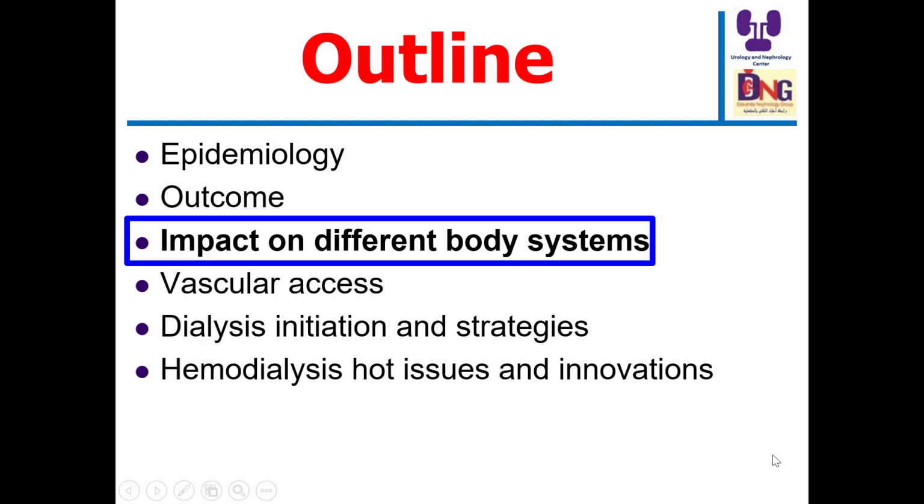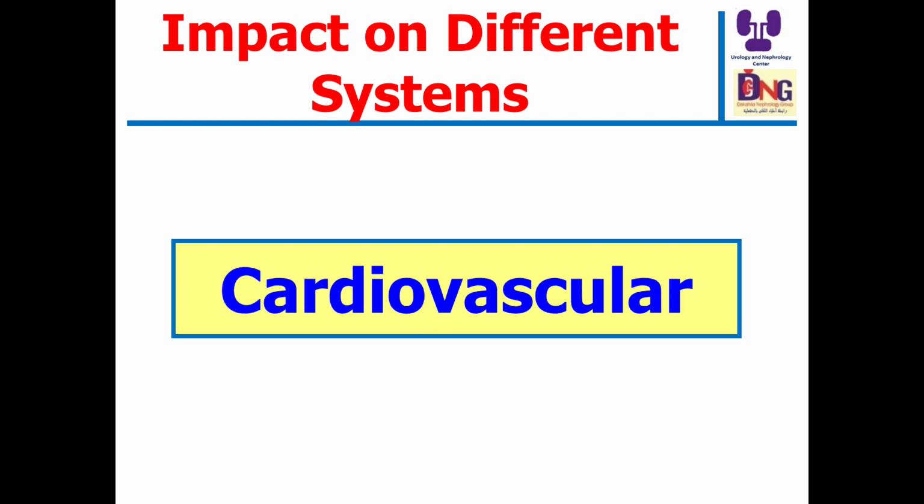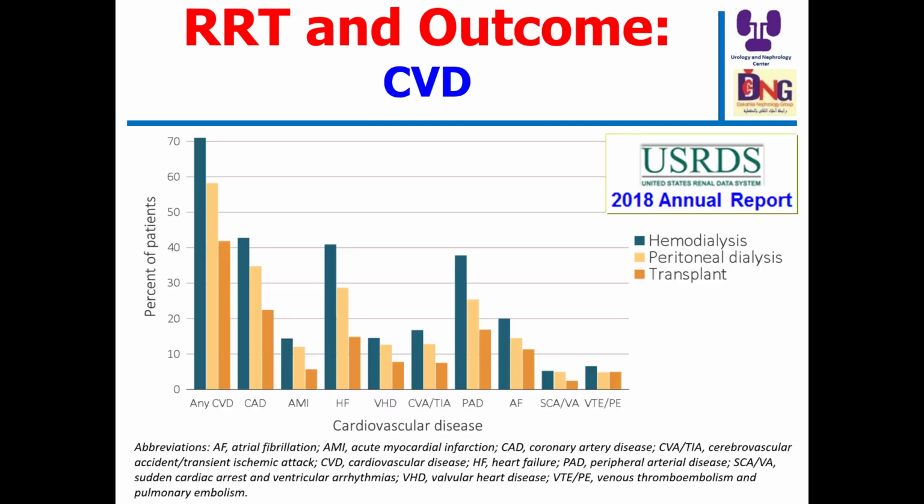Regarding impact on different body systems, as I mentioned, renal failure, end-stage kidney disease, and renal replacement therapy have their effects and impact on all body systems. I'm going to start with cardiovascular. Why? Because it is the most common cause of death in chronic kidney disease, dialysis, and transplantation.